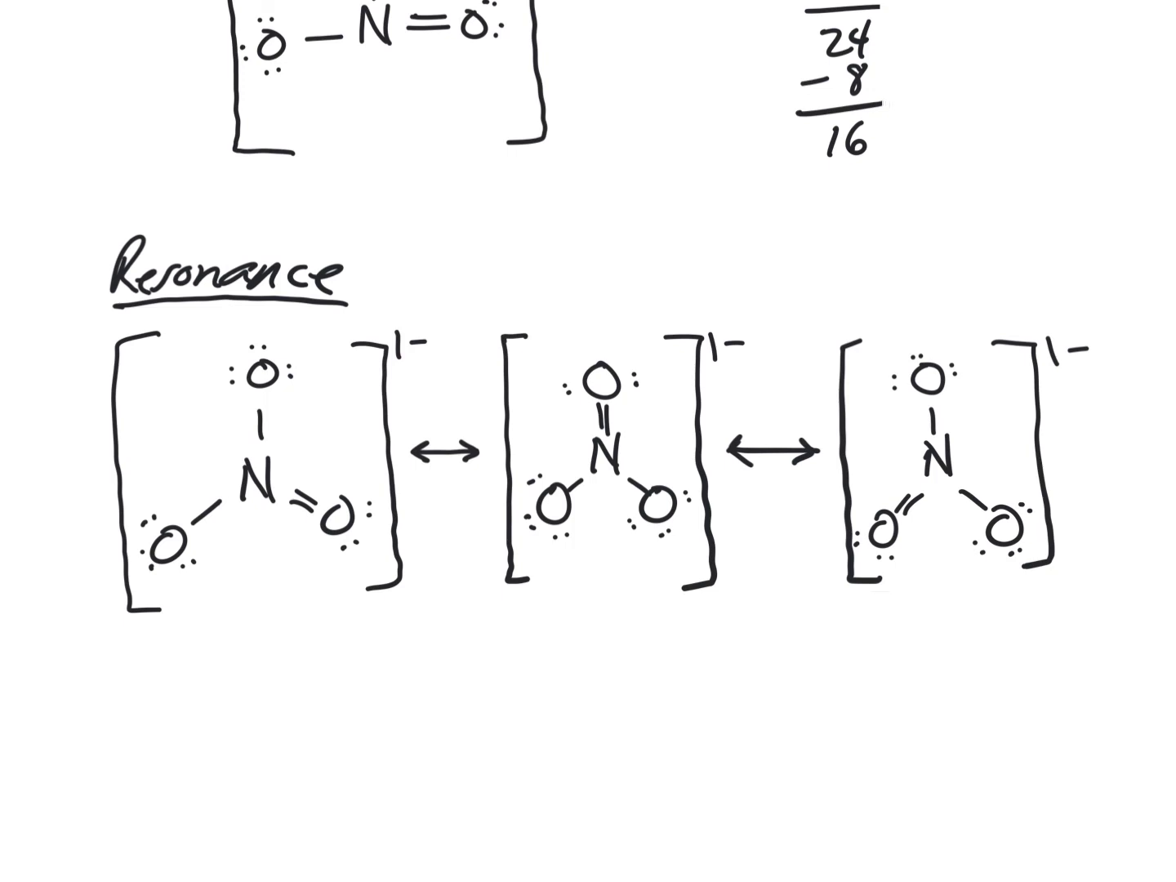Okay, we can see that the double bond is here, and then at the next moment it can be there. At the next moment it can be there. Okay, I'm drawing it in this way to show that these all do exist. They just kind of all exist at the same time. This molecular structure has resonance.